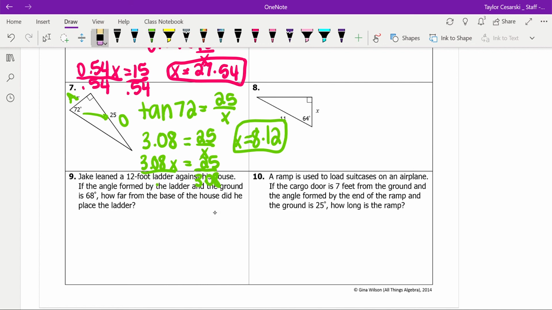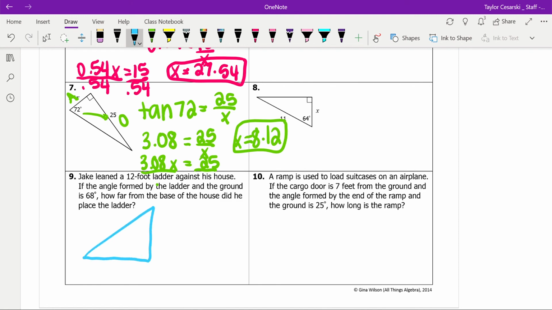I'm going to actually get rid of a little bit there so we can see it. All right, Jake leaned a 12-foot ladder against his house. If the angle formed by the ladder and the ground is 68 degrees, how far from the base of the house did he place the ladder? All right, so let's draw a picture. You should always draw a picture.